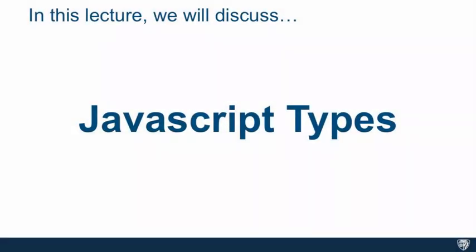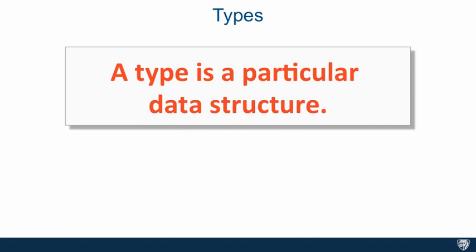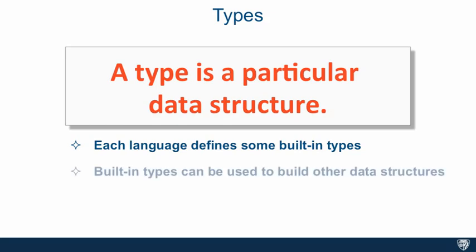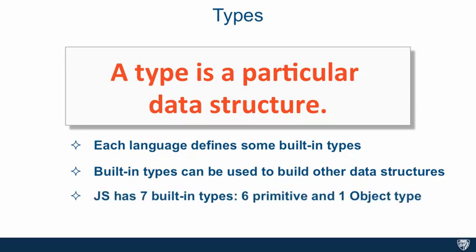In this lecture, we're going to talk about JavaScript built-in types. Now, first of all, what is a type? A type is a particular data structure. Each language defines some built-in types, and JavaScript is no different. Built-in types can be used to build other data structures that you can then use for your particular business logic. Now, JavaScript has 7 built-in types, 6 primitive and 1 object type.